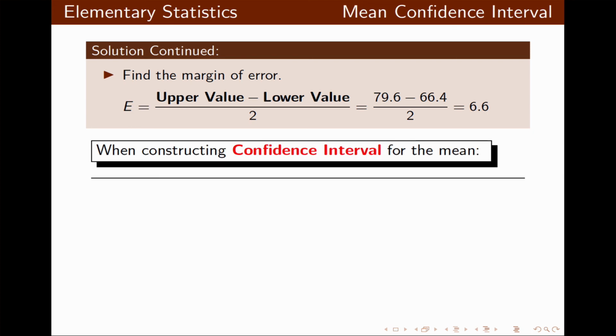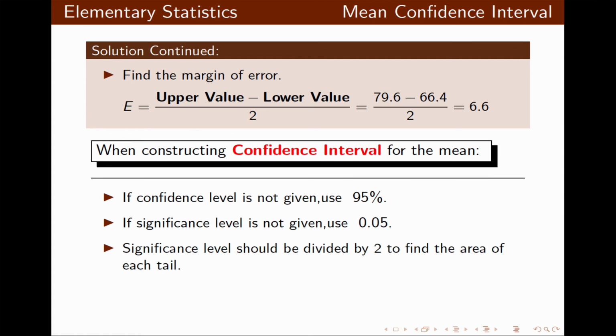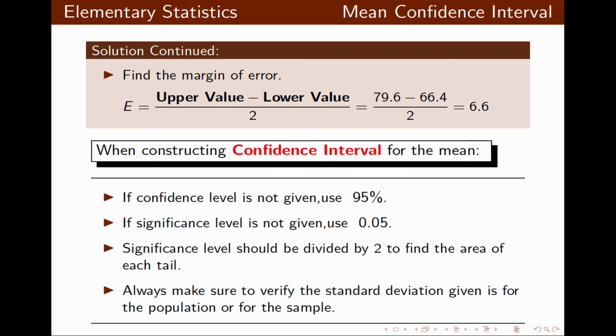As a reminder, when you're constructing a confidence interval for mean, if the confidence level is not given, we use 95%. If the significance level is not given, we use 0.05. Significance level should be divided by 2 to find the area of each tail. And we always need to make sure to verify whether the standard deviation given in the problem belongs to the population or to the sample.